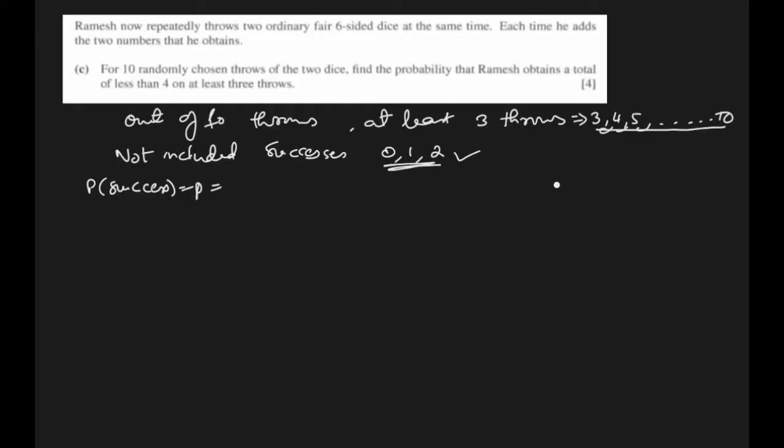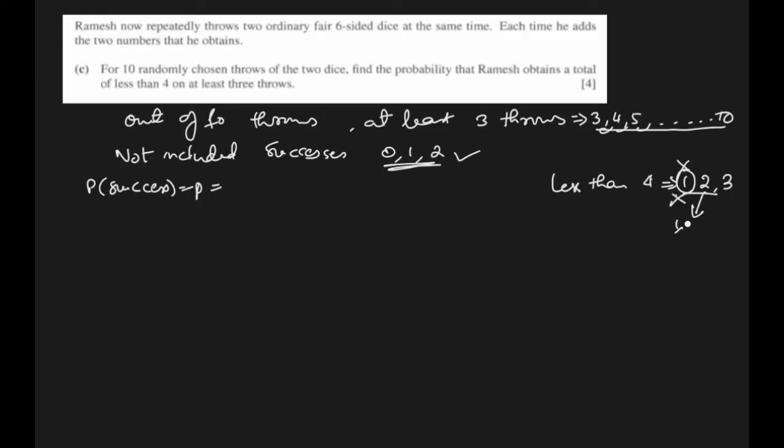So less than 4. That means we want a sum of 1, 2 and 3. How can we get a sum of 1 from 2 dice? We can't get it, right? Because at least we'll get 1 from one die and 1 from the other, total 2 will be there. So we can get a sum of 2 but not a sum of 1.